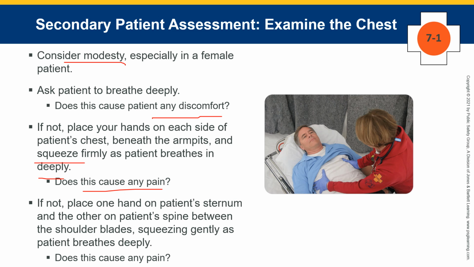And if we need to further assess, we can put the back side of our hand on the patient's sternum, and this is very dignified, and we can put the other hand on their spine and once again ask them to breathe deeply. This looks at it from another axis, not from the sides, but from posterior to anterior.